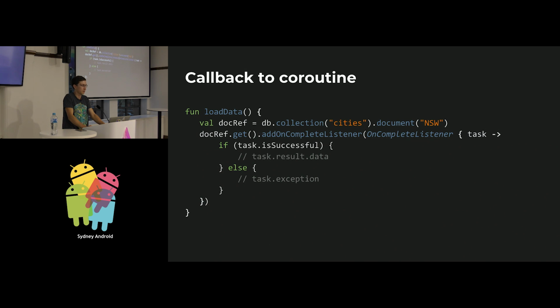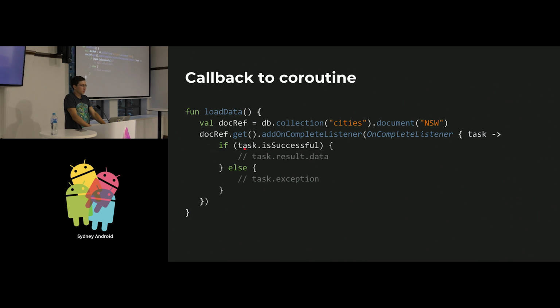So let's say we have some load data function and I'm actually using Firebase here. That's a database API or something like that. Basically we have a get function and an add on complete listener function which attaches a callback.